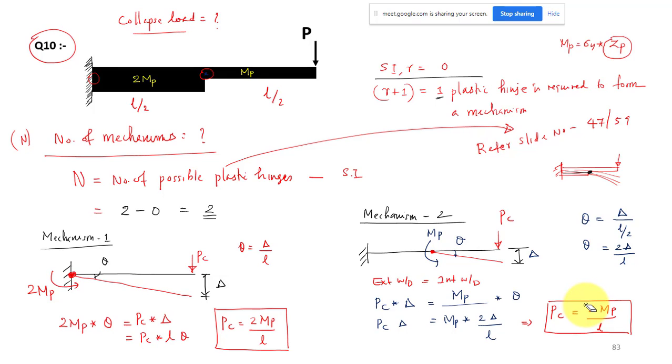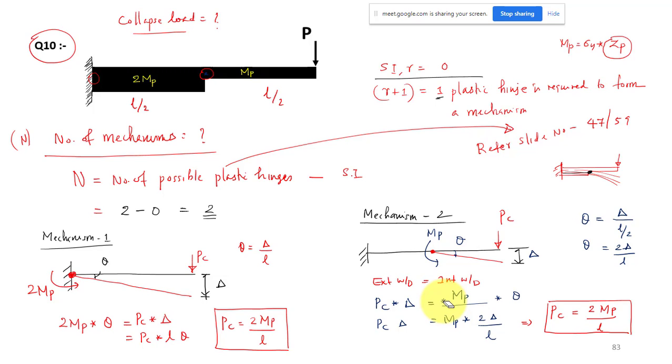The meaning is, because it is the least value, that mechanism will happen first. Your beam is going to fail in that way. The plastic hinge will form here, then your beam will fail. But in this case, both are the same. That means both these plastic hinges will form simultaneously in the structure. That is the meaning. Both these mechanisms may happen simultaneously. Something like that you have to understand from this.